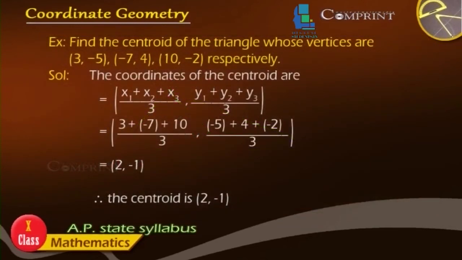Example: find the centroid of the triangle whose vertices are (3, -5), (-7, 4), (10, -2) respectively. Solution: the coordinates of the centroid are ((x1 + x2 + x3)/3, (y1 + y2 + y3)/3) = ((3 + -7 + 10)/3, (-5 + 4 + -2)/3) = (2, -1). Therefore, the centroid is (2, -1).